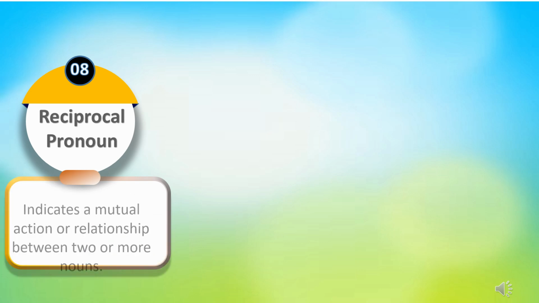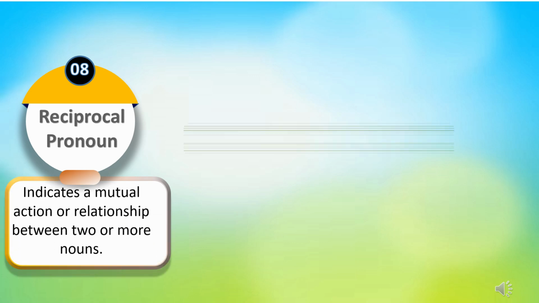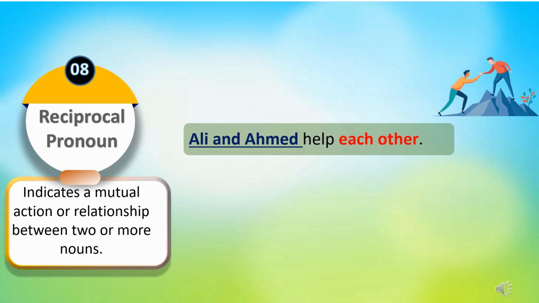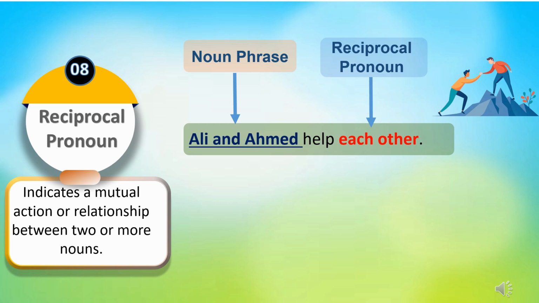Reciprocal pronouns show mutual actions between two or more people, where the action goes both ways equally. Think of it like a mirror: what one does, the other returns. Take Ali and Ahmed's example: Ali and Ahmed help each other. That simple phrase means Ali helps Ahmed and Ahmed helps Ali in return. The magic? Each other replaces repetitive phrasing while keeping the meaning perfectly balanced.